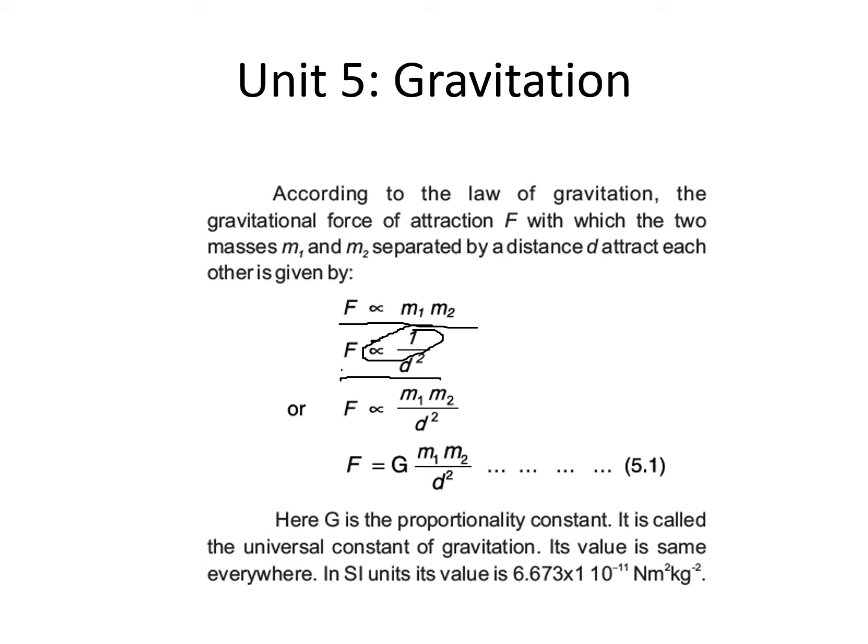So according to this law, the force is directly proportional to the product of their masses, and the force is inversely proportional to the square of the distance between these two objects. If we combine these two equations, we can write it as F is directly proportional to m1 m2 by d square. So here is a proportionality sign, and we have to remove this proportional sign.